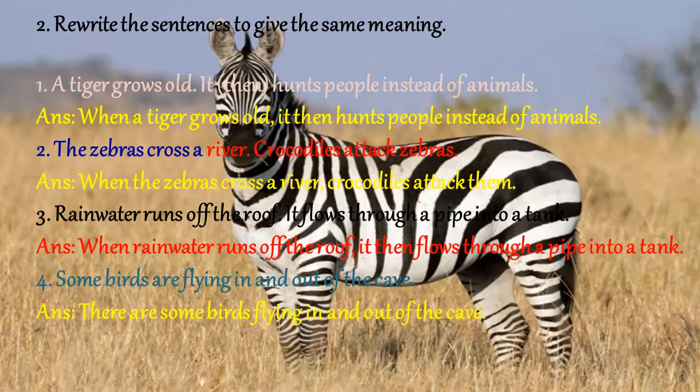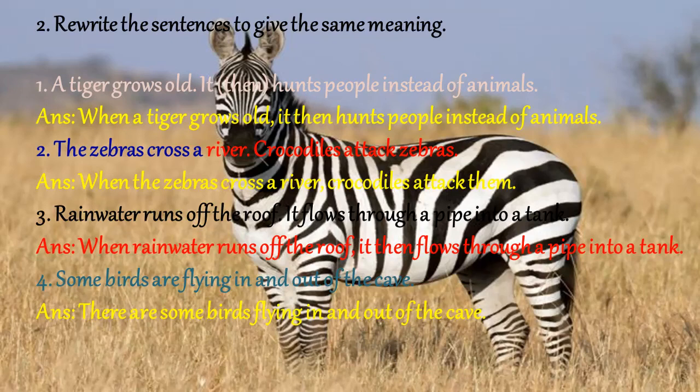Point number 3 is rainwater runs off the roof. Full stop. It then flows through a pipe into a tank. Started by using when. The answer is the correct statement is when rainwater runs off the roof, comma. Commas indicate a brief pause, okay, not a final. It then flows through a pipe into a tank, full stop.